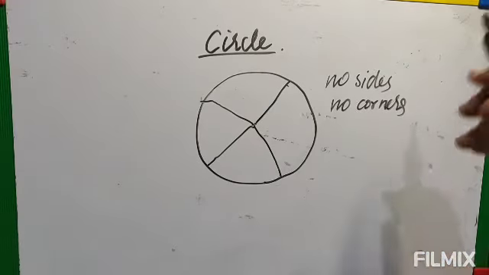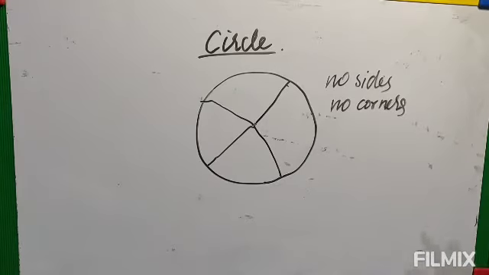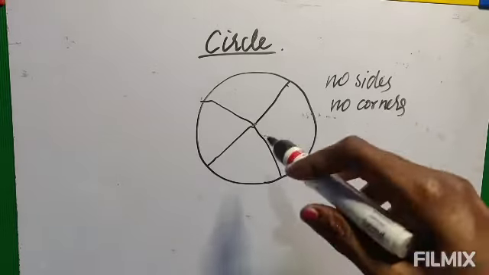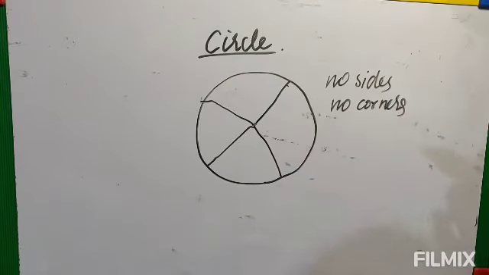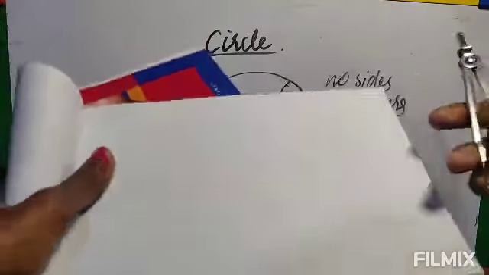Now, how can we draw it? Usually we draw by using bangles, or you use a cap or any circle-shaped object and draw around it. But we can also draw this with a geometrical instrument. So now I will explain how to draw.